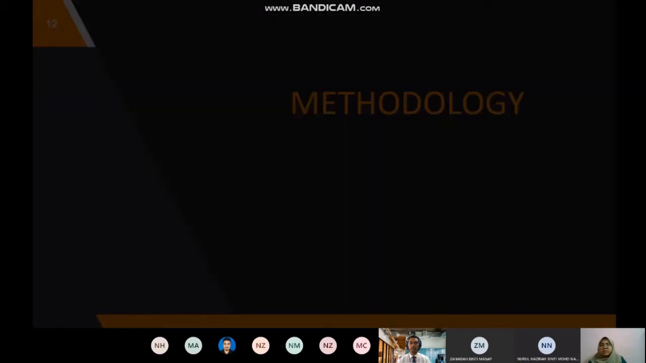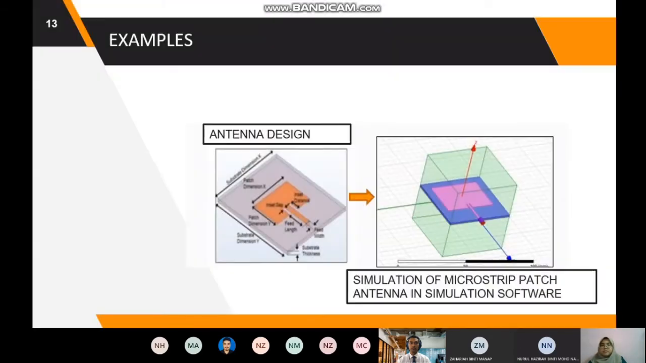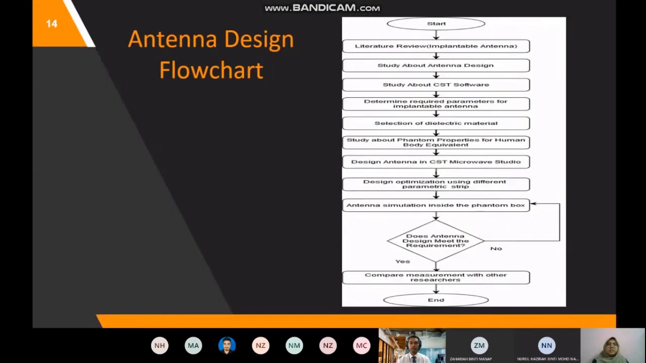So we proceed to the methodology. This is the antenna design flow chart. So first, I do a literature review about implantable antennas. It took a really long time because it's a new topic for me. I haven't learned it yet.